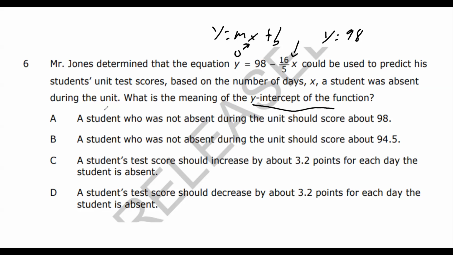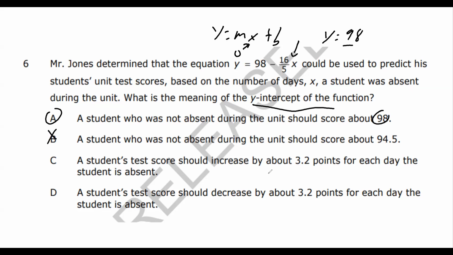So let's go through each answer choice. A: a student who is not absent should get a score of a 98. Well, we just proved that here. So A looks pretty darn good. B: a student who is not absent during the year should get a 94.5. That doesn't make sense because we proved that it's 98, so it's not B.